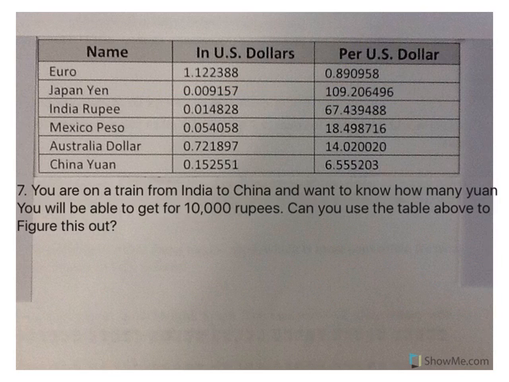Okay, number 7. You're on a train from India to China, and you want to know how many yuan, Chinese yuan, you'll be able to get from 10,000 rupees. Can you figure that out with this table? And hopefully you say, well, yes, I can go from rupees to US dollars and then go to Chinese yuan, right? Let's go ahead and do that.